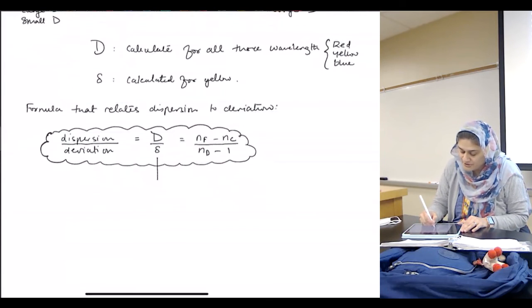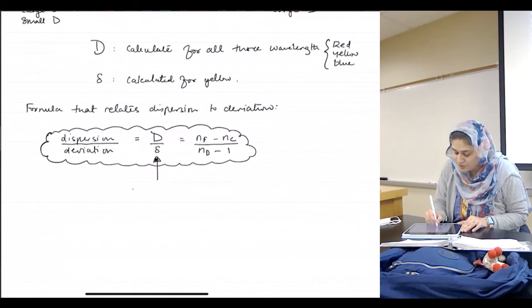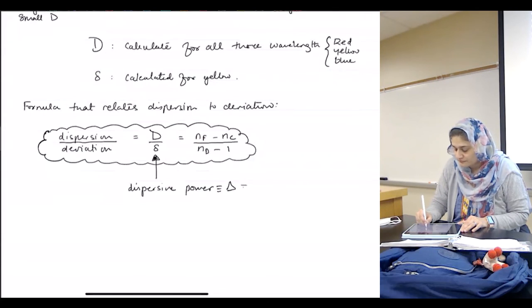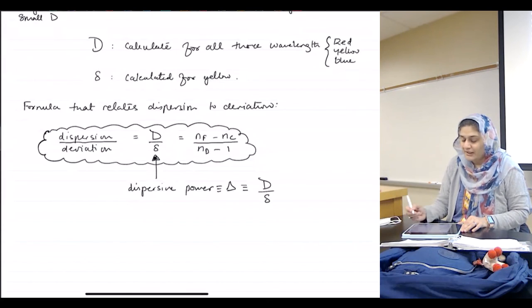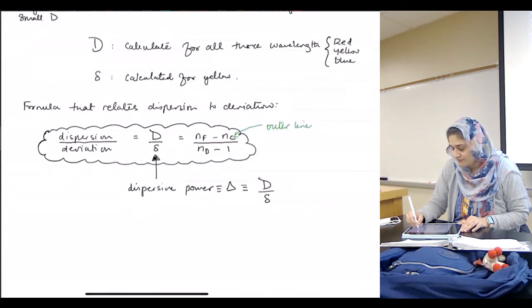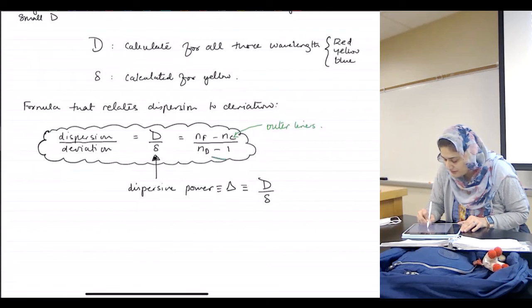Where this ratio, you will see in some textbooks, it is called dispersive power. Defined as D over delta. And if you notice, these are the outer lines, and this is the inner line. ND is yellow.